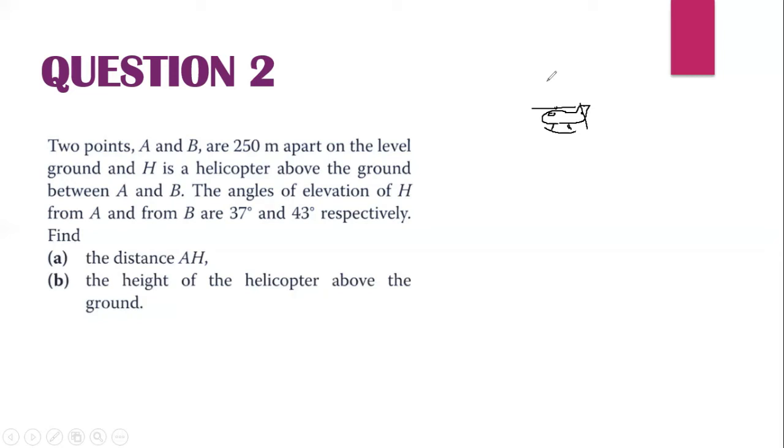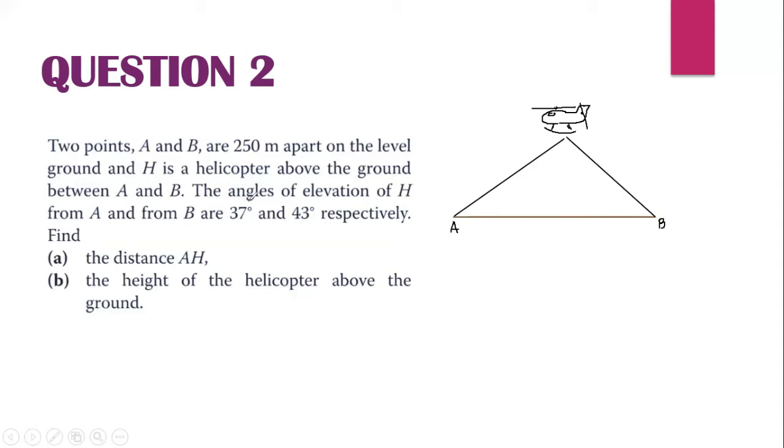Okay, next we are going to draw the ground. This is the ground. And then the information: A is 37 degrees, and B is 43 degrees. Now we notify here this one is A, and this one is B.